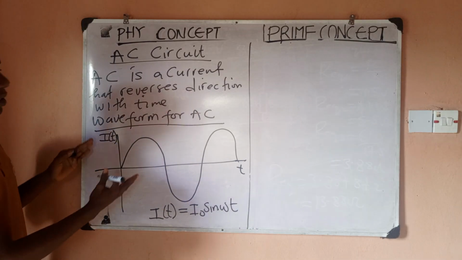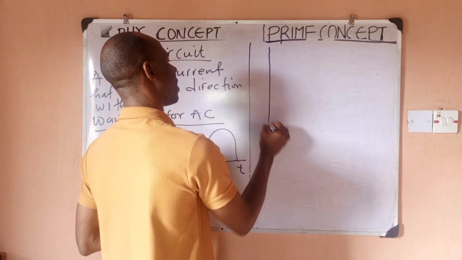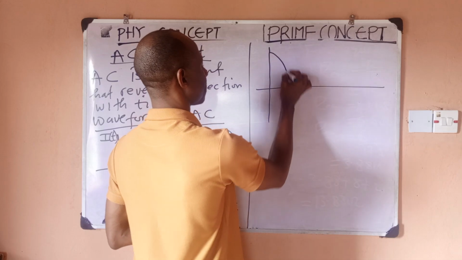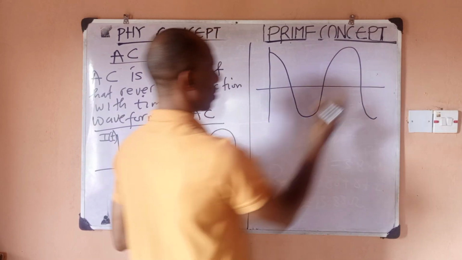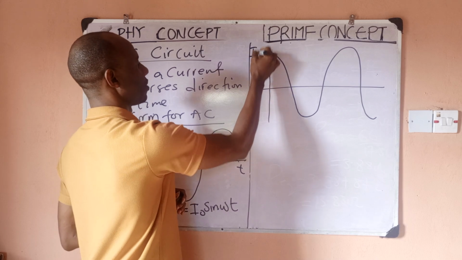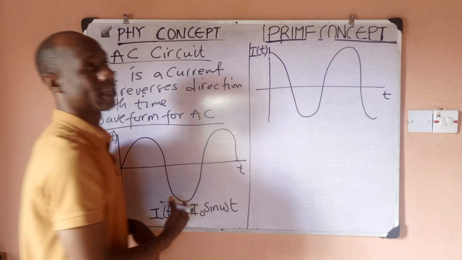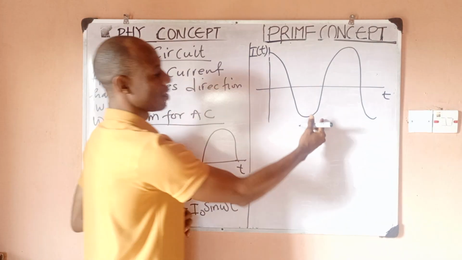Of course, you know that a sinusoidal waveform can also be in this form. So we can also have this as a sinusoidal waveform. We can have this and so on. So in this case, where this is your current and this is your time, both of them are sinusoidal. The difference is that this is a sine function, while this one is a cosine function.